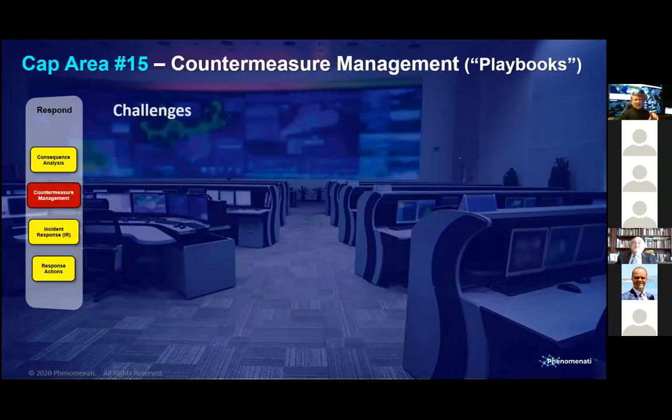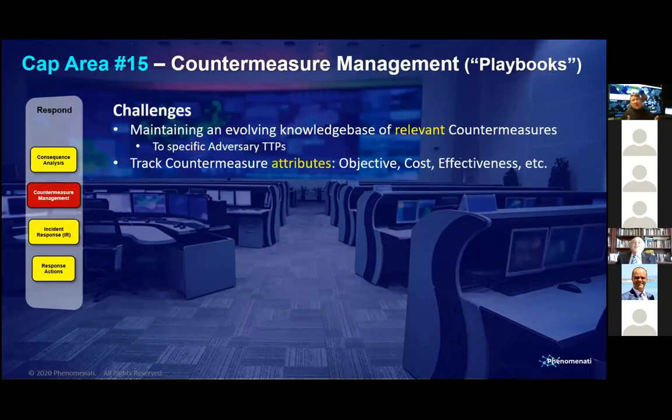Now let's talk about those countermeasures. We've got to build those countermeasures. We need to understand what the TTPs are that we're trying to mitigate, how we build countermeasures, and how we assess those countermeasures in terms of their usefulness. They need to be tracked in terms of their objectives, cost effectiveness, you name it.